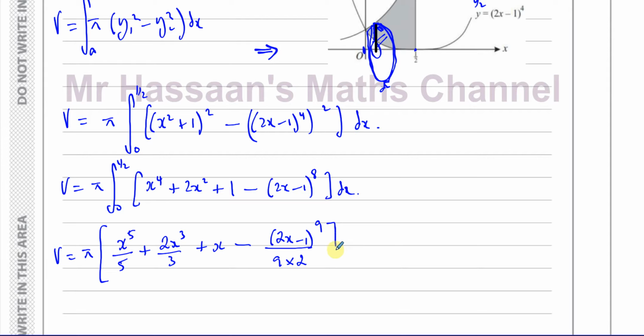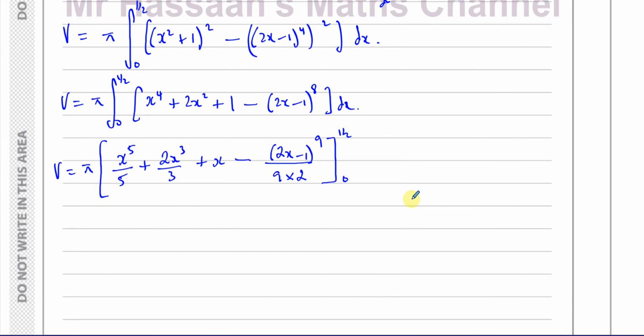Of course, this is a definite integral, so we don't need to put plus c. We have our limits 0 and a half, and now we are ready to substitute these values in and find our volume. So we have V equals pi times, don't forget the pi.